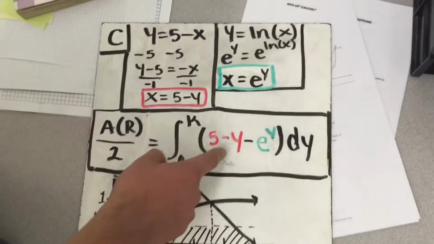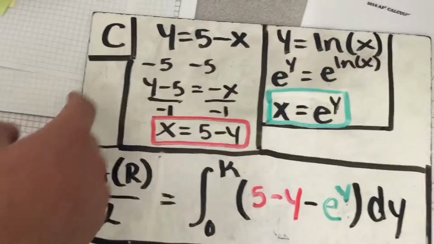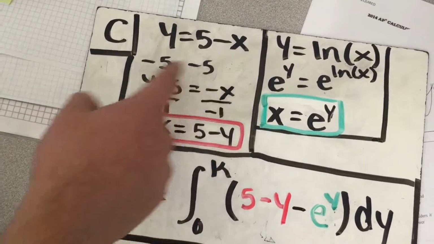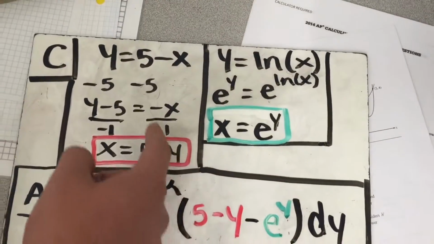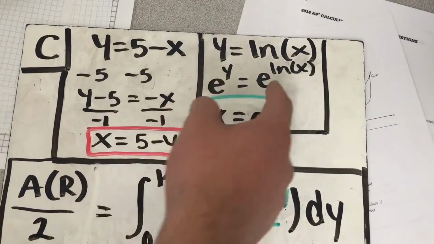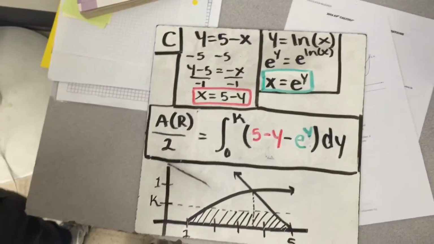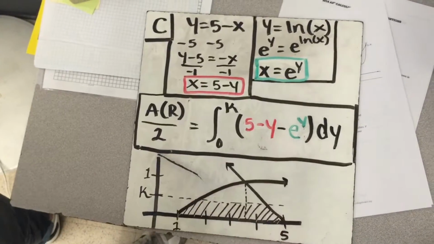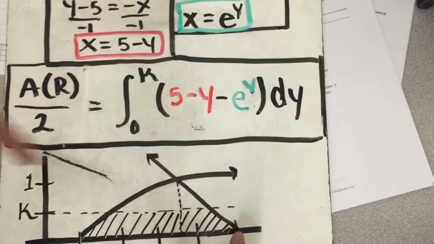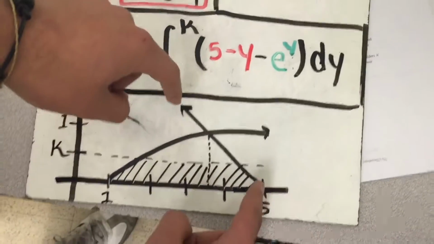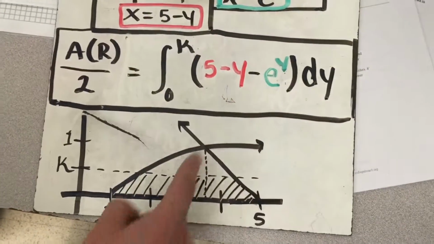In order to get this, we took the normal functions, y equals 5 minus x, and put it in terms of x. And then the other one was natural log of x, and to do that we did e to the y and e to the ln x, and that just canceled out and made x equals e to the y. The reason it's in this order is because this is 5 minus y, since y equals 5 minus x, and you're subtracting this from this, so it's 5 minus y minus e to the y.